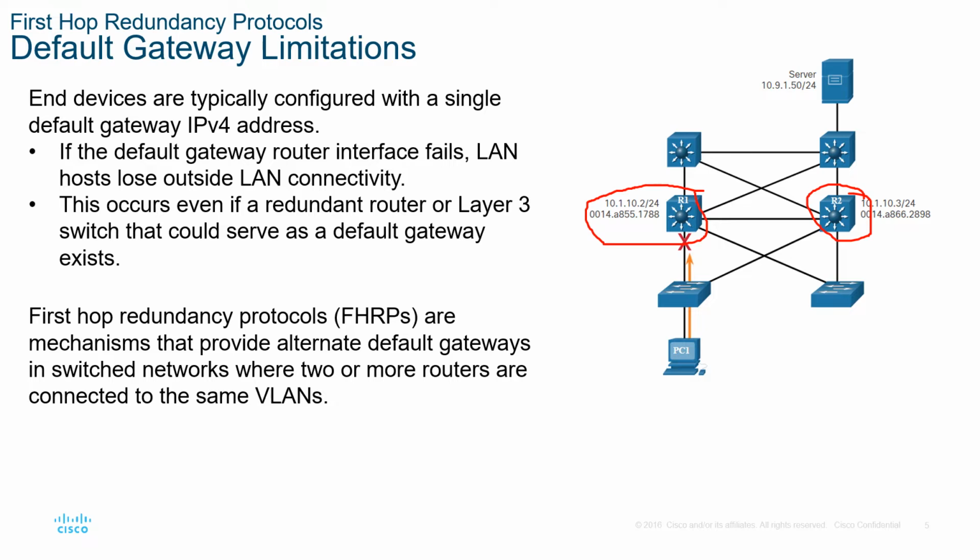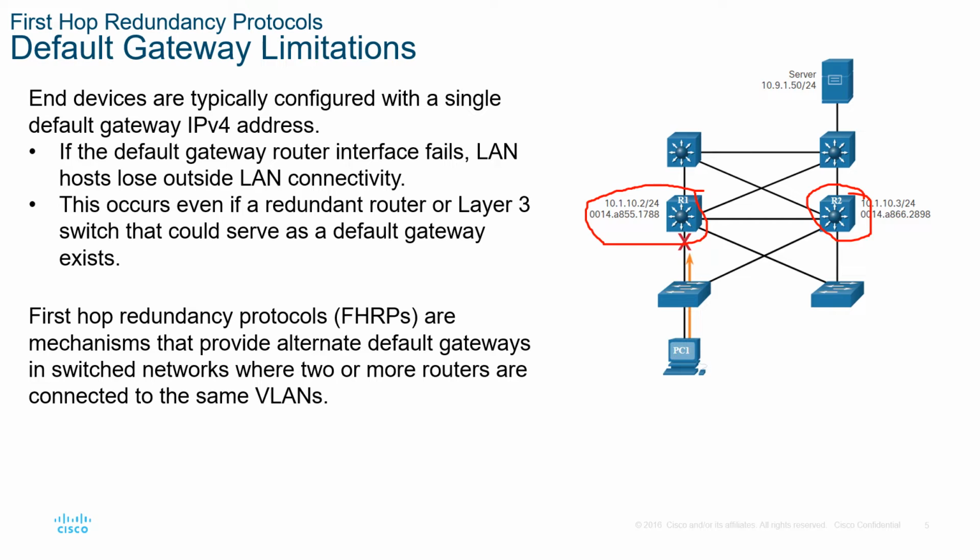So if you have this setup, it will not work automatically, such that when R1 fails, all computers or end devices automatically connect to R2. For that to happen, we need to set up these redundancy routing protocols. That's the use of the redundancy routing protocols.